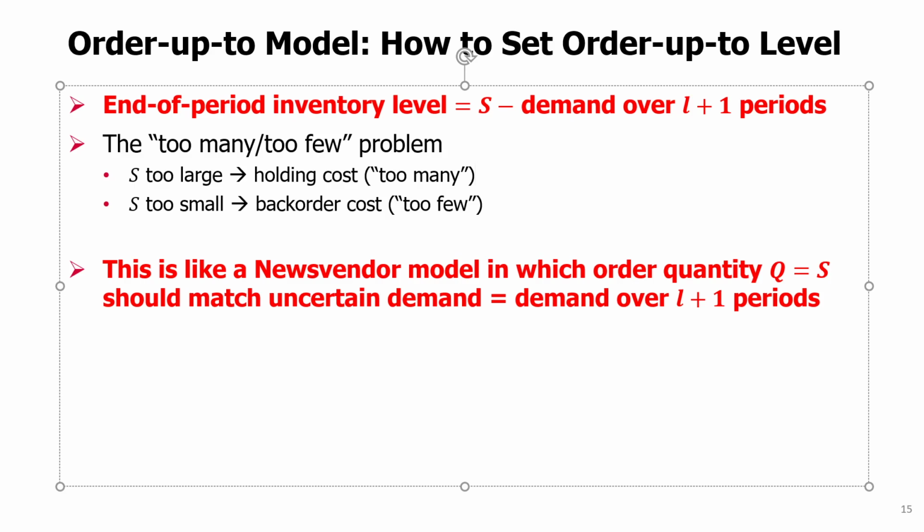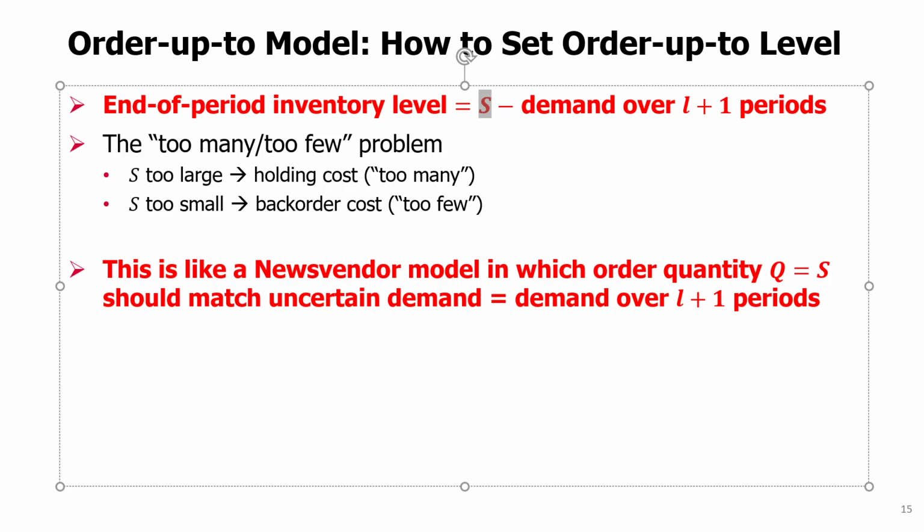So in light of this, we can observe the following. If you set S too large for the demand over L plus 1 periods, you will have too much inventory at the end of the period, right? So inventory level will be too large, meaning there will be too much on-hand inventory, and that's a problem because it will create an additional holding cost. This is a kind of too many situation, right? There is too much inventory.